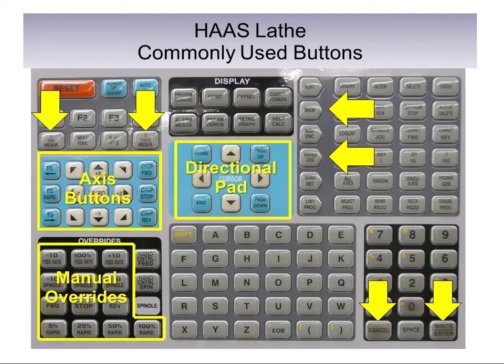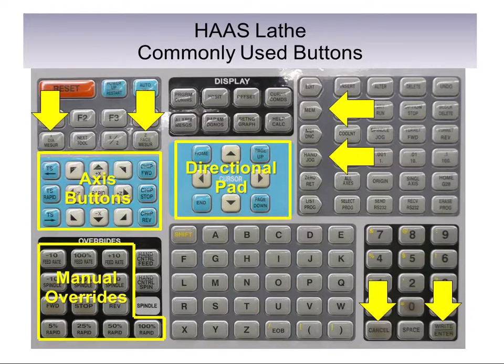So looking at the Haas Lathe CNC control, we see that it's really broken down into some sections. You have your overrides, which is spindle override, feed rate override. It'll also work to start and stop the spindle once the spindle's been started one time.